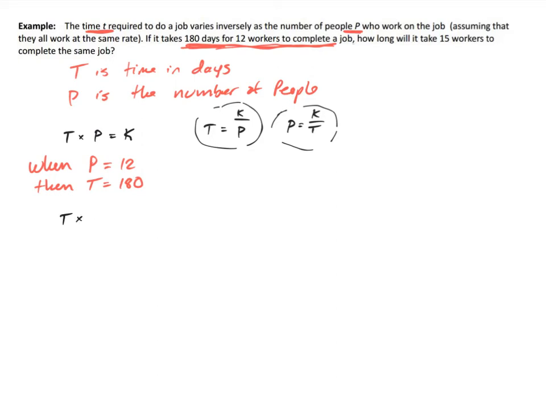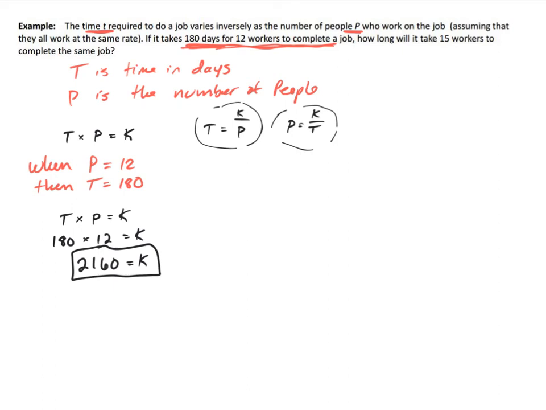I know that t times p will equal my constant of variation in an inverse relationship. So t was 180, p was 12, and if we multiply those quantities, then we will get our constant of variation. So 180 times 12 is equal to 2,160. So I now know that for all other instances in this problem, the product of t, the time, and p, the amount of people, needs to multiply to give us 2,160.